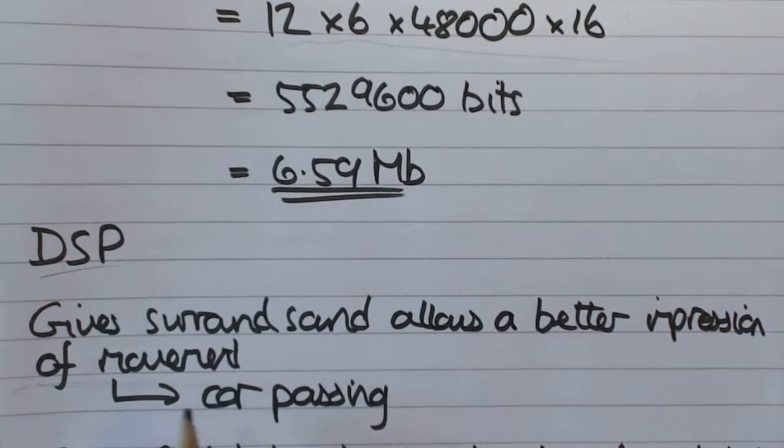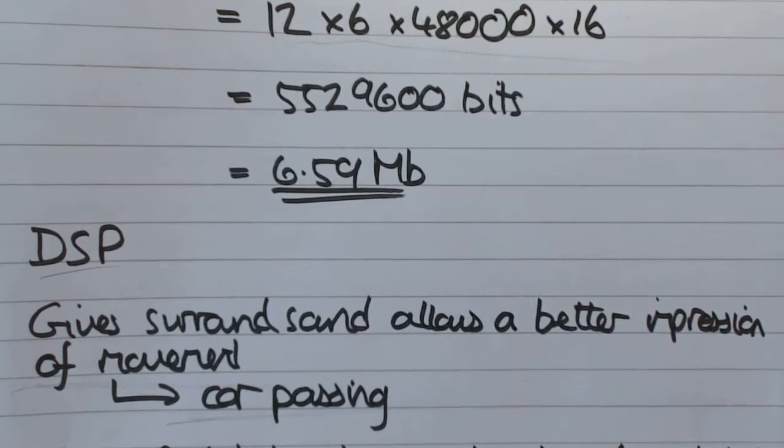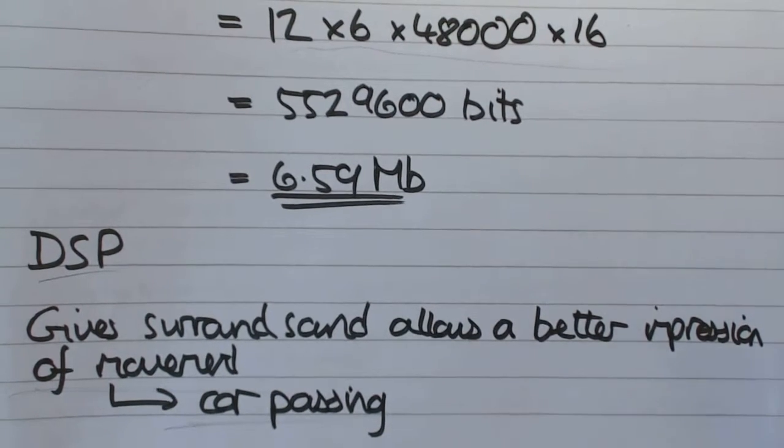Okay, so for an example, movement, and here's a wee example of a car passing. If you've got surround sound, and you get that in the cinema, it might be behind you, so you'll hear the speakers at the back of the theatre playing the sound.